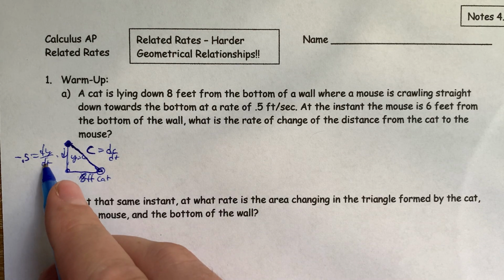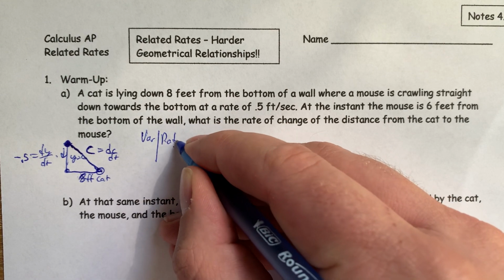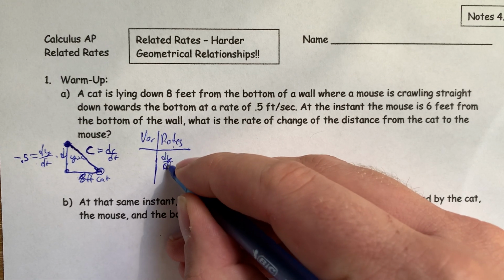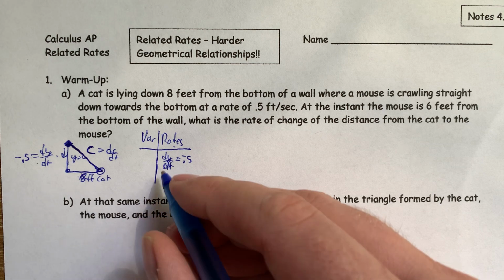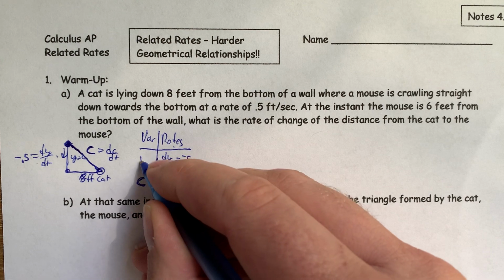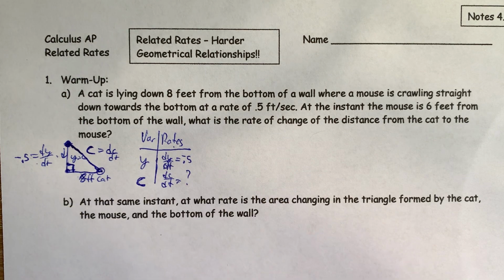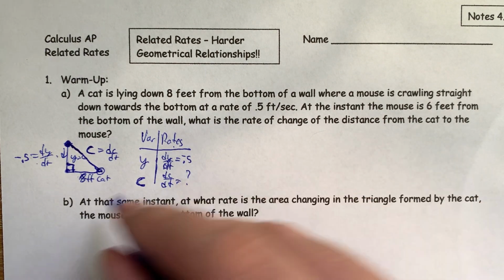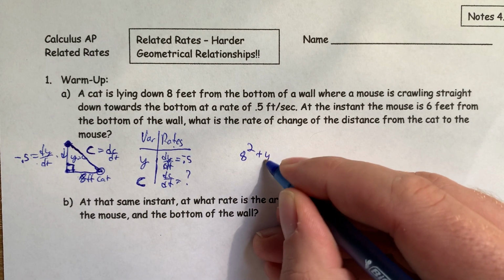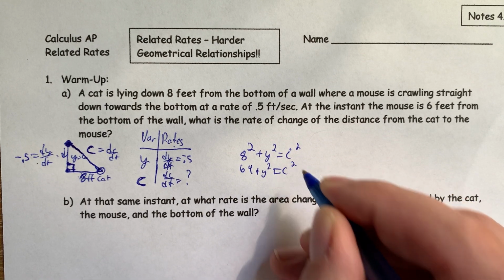So here we have a relationship that says we've got some variables and some rates. The rate that we're given is dy/dt, that's negative 0.5. We have dc/dt, and that's what we're looking for. And so we need a relationship between c and y. And we have that, of course, because the wall and floor meet at a right angle, and so there is this Pythagorean theorem that we can use, which says that 8 squared, because this is a constant, plus y squared equals c squared. So 64 plus y squared equals c squared.